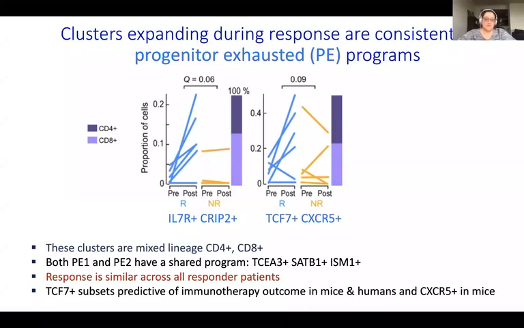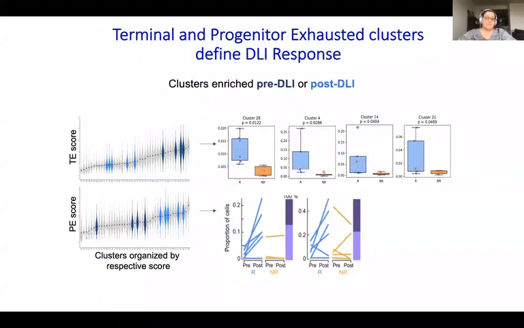And again, some of these key markers, such as TCF7 and CXCR5, were found previously to be important in response to therapy, at least TCF7 also in humans. So what we see is, pre-DLI, we have an enrichment for terminally exhausted populations, but the populations that expand are actually not these, but these different set of clusters, these progenitor exhausted subsets.